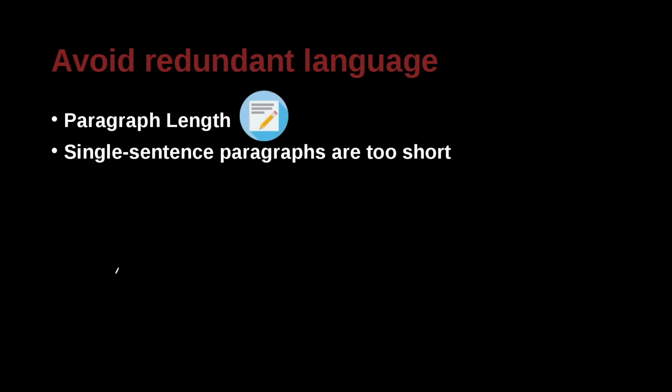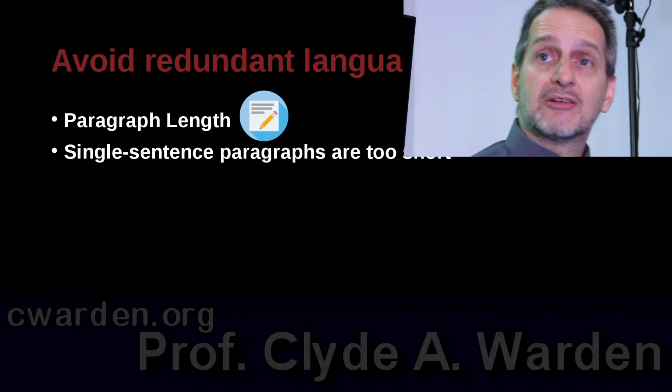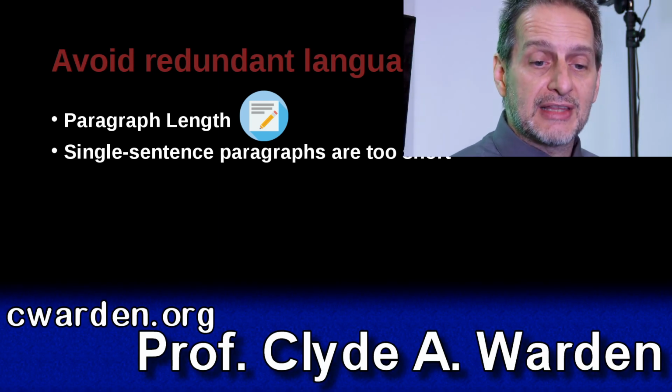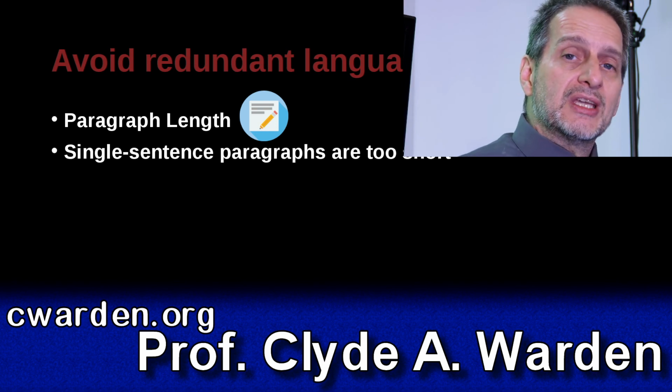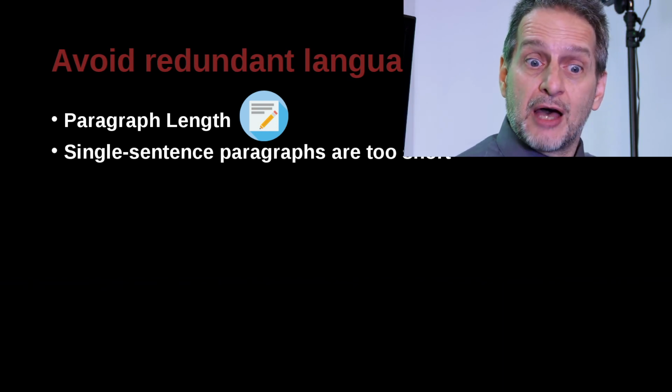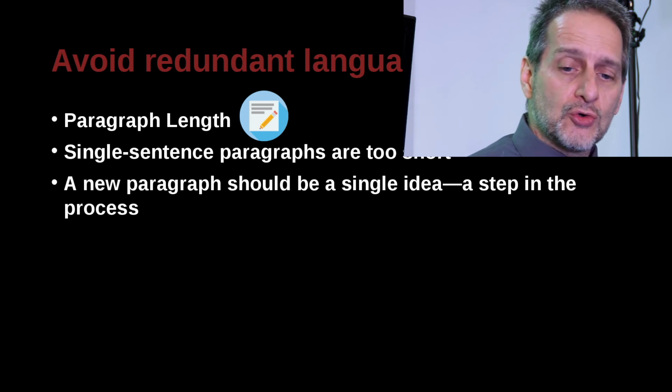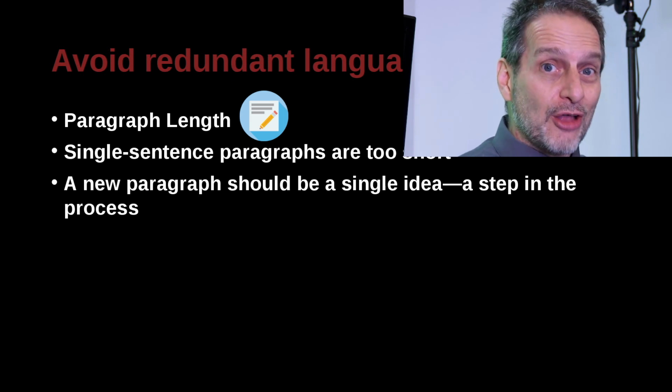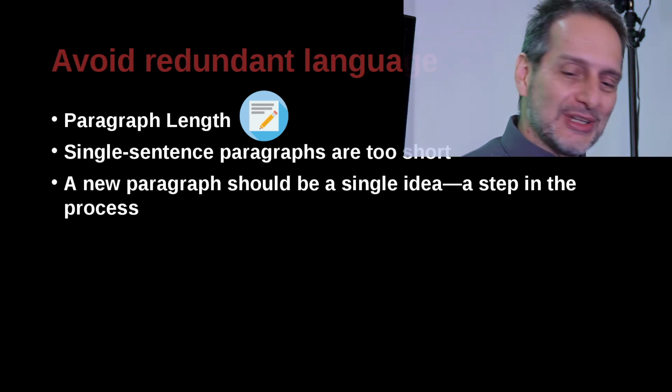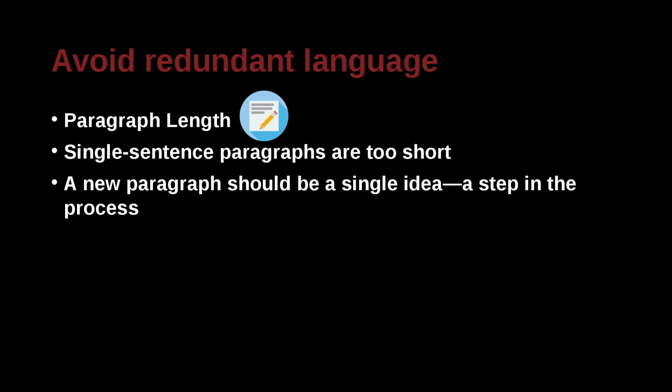What about paragraph length? Well, this is always a great question students ask, and of course there's no very clear rule about paragraph length. There is not one best paragraph length. However, we can say in general, as a rule of thumb, a single sentence paragraph is too short, and a really long paragraph is too long. So let's look a little bit more at this. A new paragraph should begin a single idea. So a single idea, of course, could be a single sentence, but in general, that's too short for a paragraph. You want to have at least a few sentences.